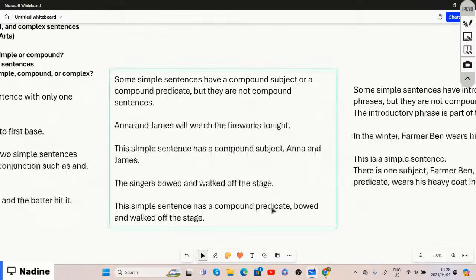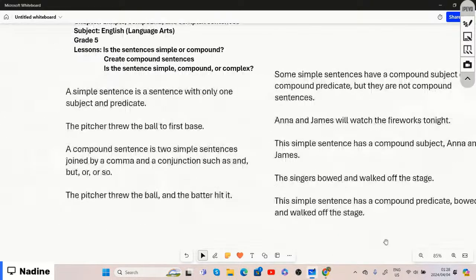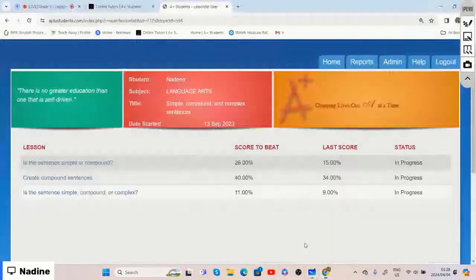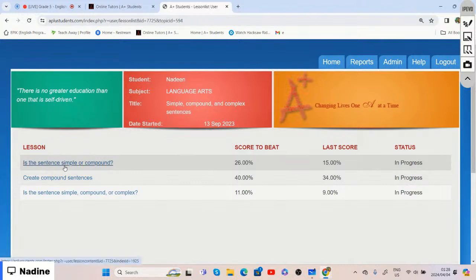All right, so this is basically just a breakdown of simple sentences as well as compound sentences. I think for now we can go to our tutorial, which is on aplusstudents.ca, and we're going to the first lesson, which is "Is the sentence simple or compound?" On our next lesson, we are going to go deeper into what a complex sentence is. For now, let us just focus on simple and compound sentences.